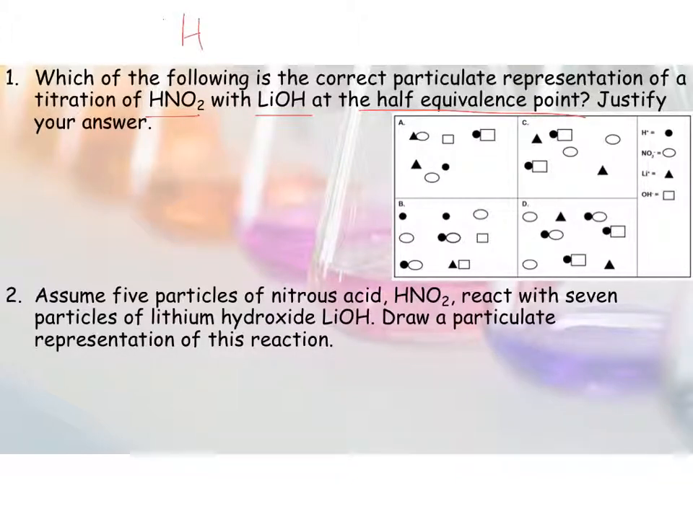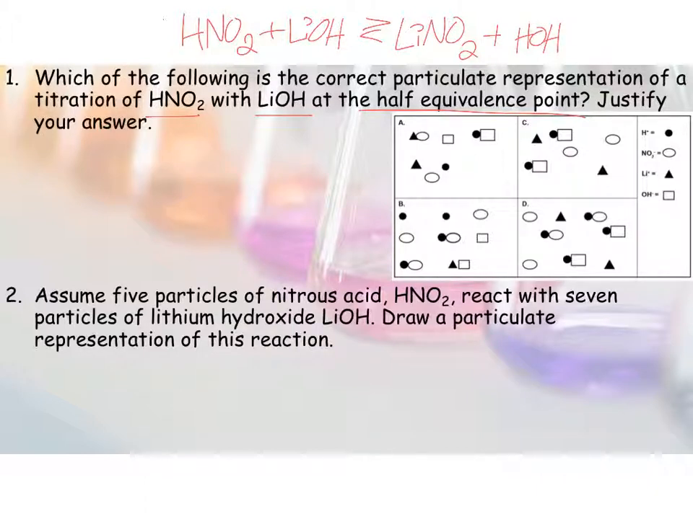So again, y'all know me. First thing I'm going to do is write the equation. It just helps me visualize what's going on here. Okay, so that's what I got right there. Okay, that's what's happening. Now, at half equivalence, I know that the concentration of my acid should be equivalent to the concentration of my conjugate base.